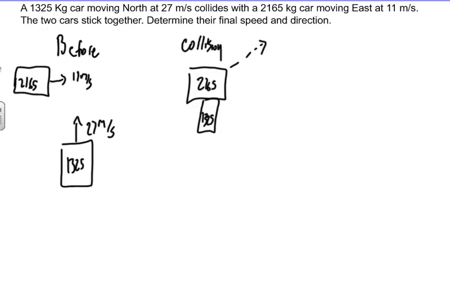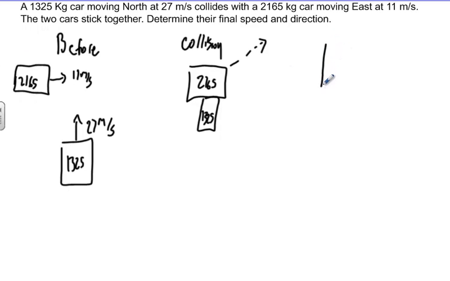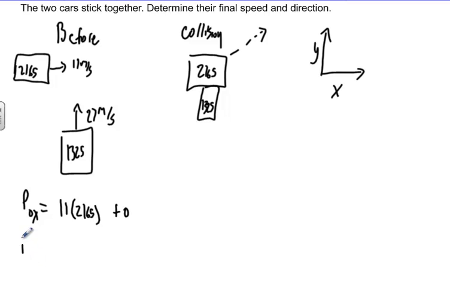Since we have two dimensions, I need my positive x and positive y. Just to keep things simple, I'll say that everything's moving in positive x or positive y. So initially, we have to separate x and y. My initial momentum in x is equal to 11 times 2165, and the other one's not moving in x at all, so plus 0. My initial momentum in y is equal to 27 times 1325, and again the other one's not moving in the y direction at all, so plus 0.